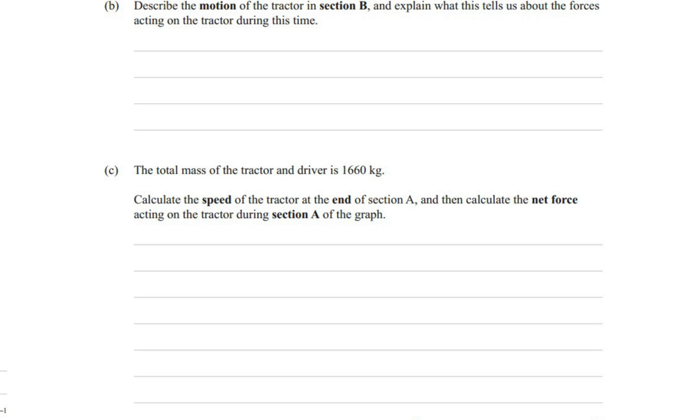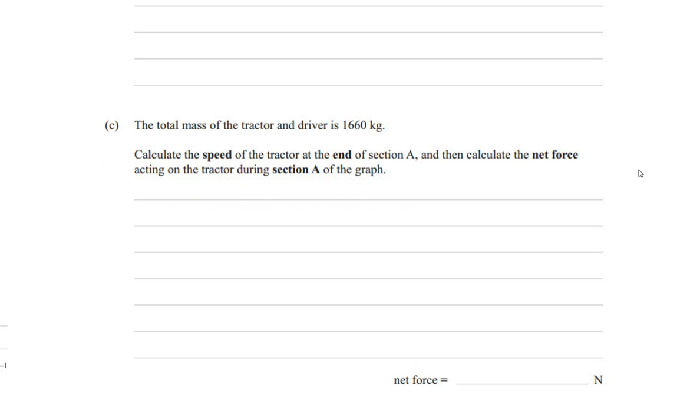Alright, so let's have a look at C here. C is the sort of tricky part of this question, and it is a little bit tricky. The total mass of the tractor and driver is 1,660 kg. Calculate the speed of the tractor at the end of section A, and then calculate the net force acting on the tractor during section A of the graph.